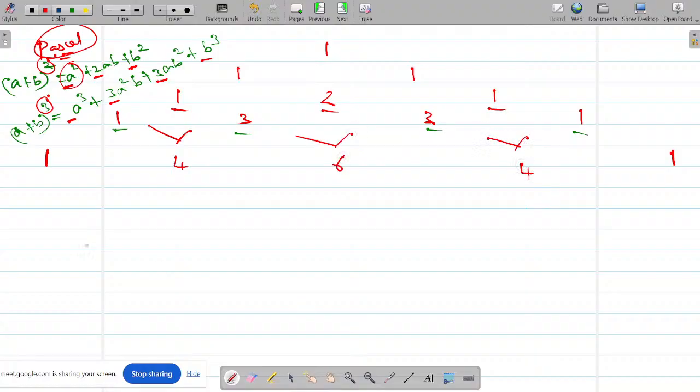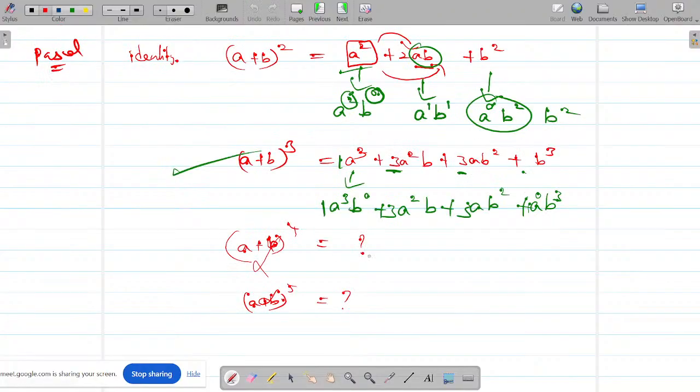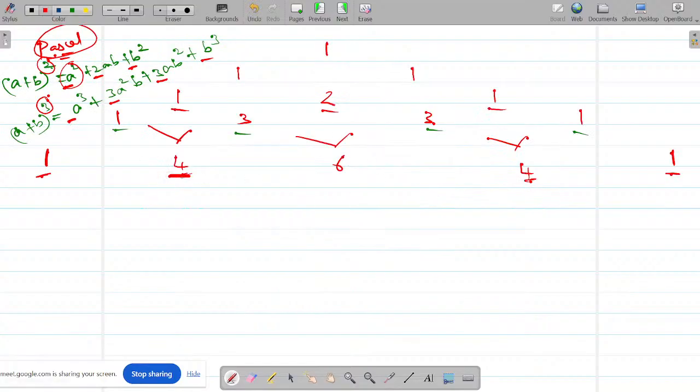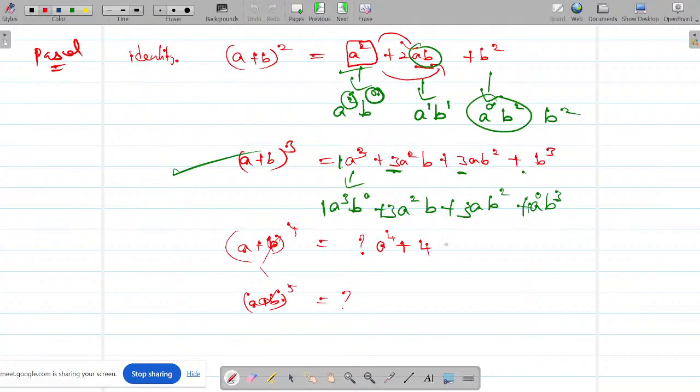There is another beauty: the ends will be the same. See, 1, 4, 6, 4, 1. Now let me apply over here. What is a plus b power 4? a power 4. Shall I write directly? Coefficient was 1, then coefficient is 4. Remember, coefficient is 4: 4 a cube b. Then coefficient is 6, please try to recall: 6 a square b square plus.